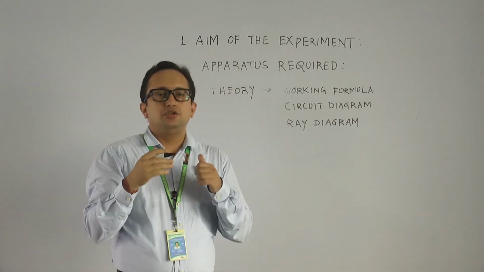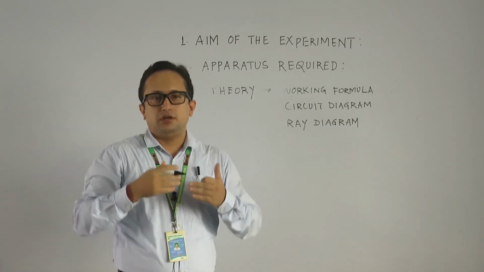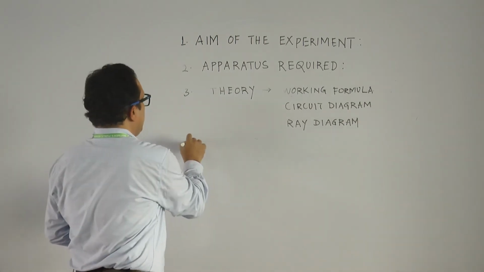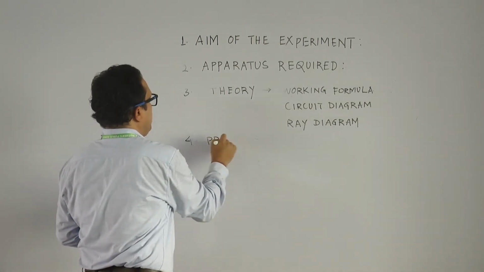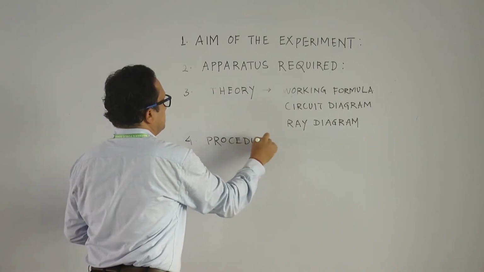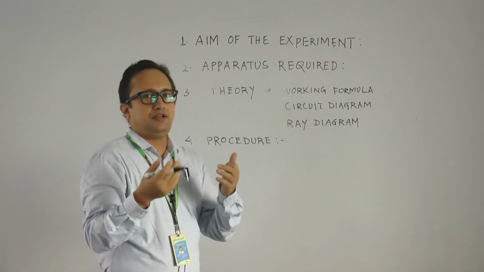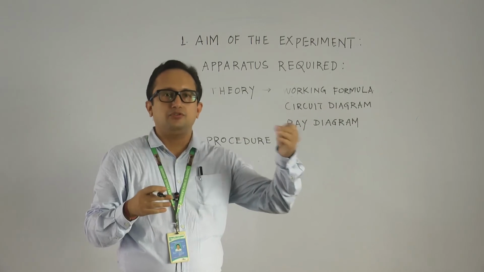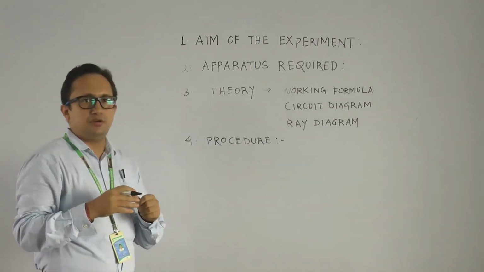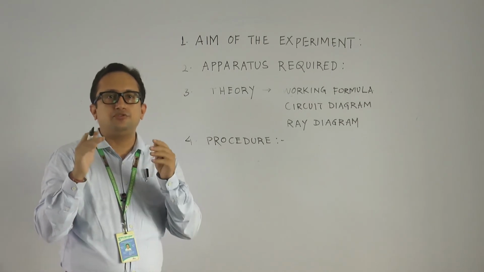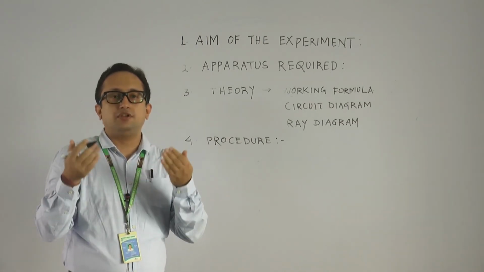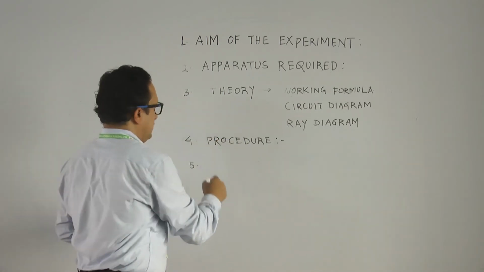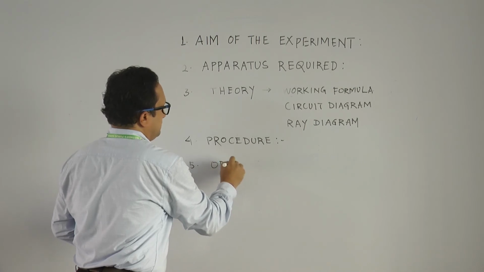After that, you need to write down the procedure, the detailed process of conducting the experiment. So that comes under the heading of procedure. It must be written in past tense: it was conducted, it was taken, key was closed, and so on. And after the procedure, once you have conducted the experiment, you start putting the observations in an observation table. So the fifth item in your experiment will be the observation table.